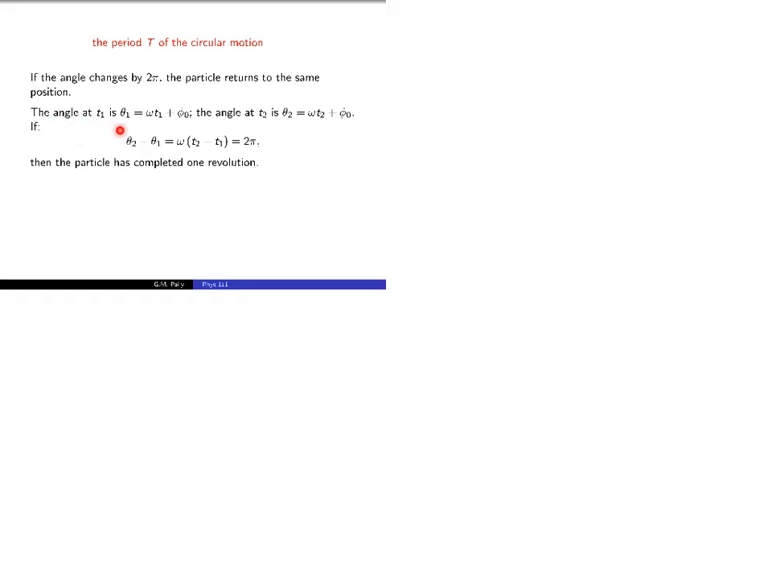So, if the angle at t1 is theta 1, which is omega t1 plus phi naught, and the angle at t2 is theta 2, which is omega t2 plus phi naught, if the difference between those angles is 2 pi, then the particle has completed 1 revolution. If the difference was, say, 4 pi, then the particle has completed 2 revolutions, and so on. But when we subtract these two expressions, we see that the phi naught cancels, and we get omega t2 minus omega t1.